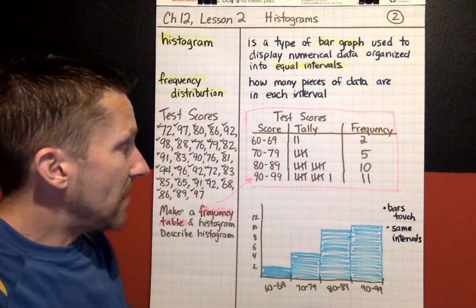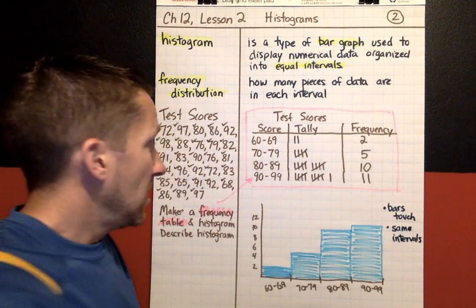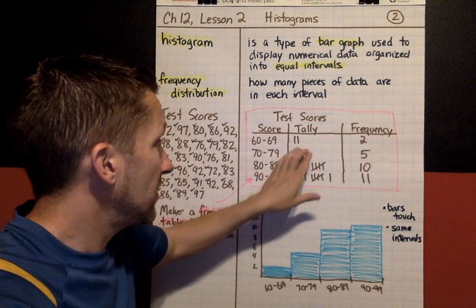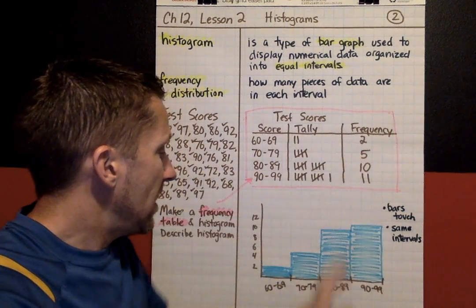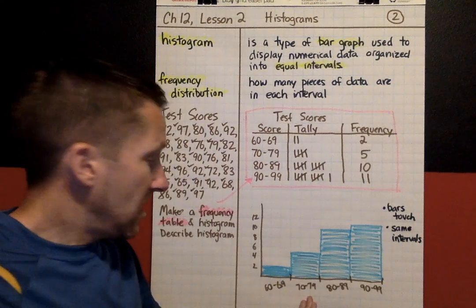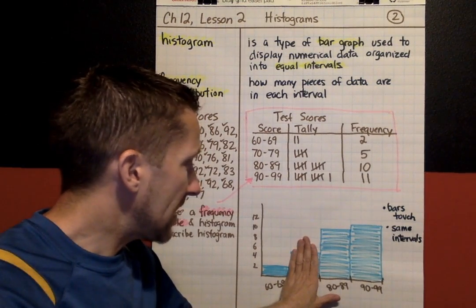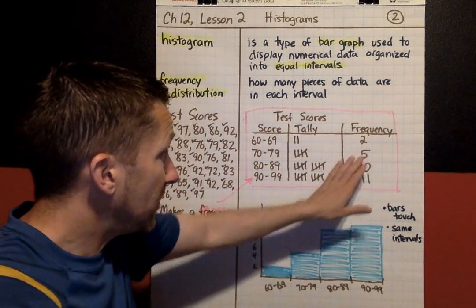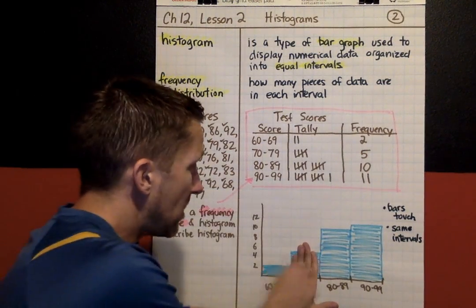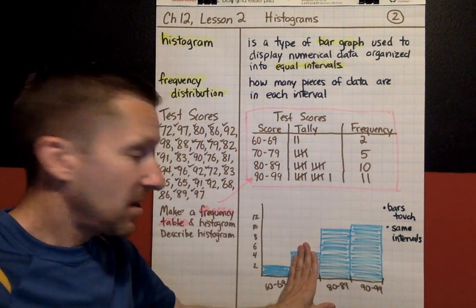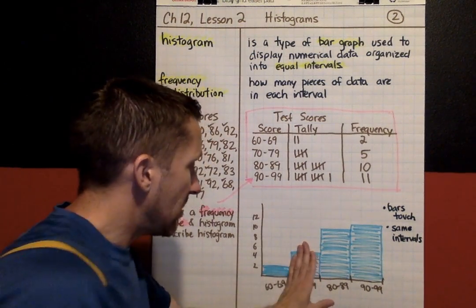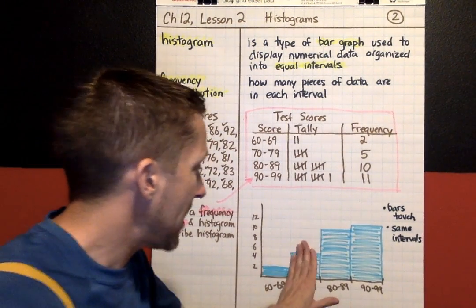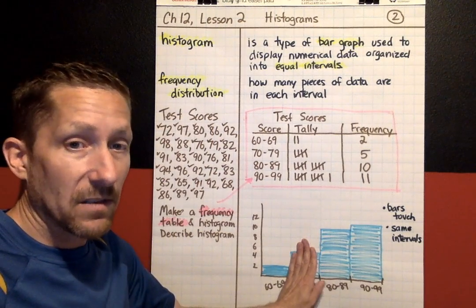If you have a frequency of 0, let's pretend there were no scores between 70 and 79. This was blank and this was a 0. I would still have that interval, but my graph would look like this. This would still be here, but this bar and this bar would not touch because you'd have an empty bar here. It's really not empty, it just has a height of 0. There would be no height for that bar, but we wouldn't take it out, we would still leave it.